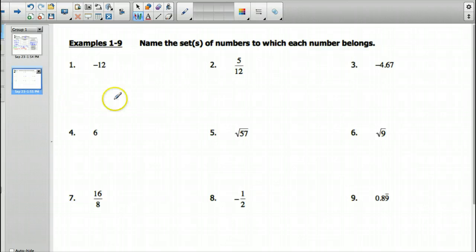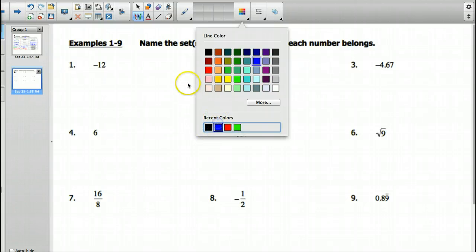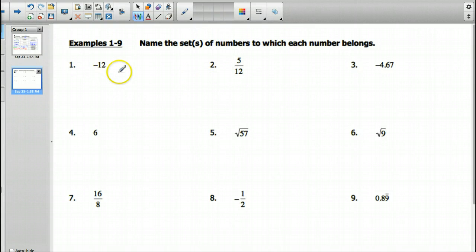Okay, now let's go to examples 1 through 9. So we're going to name the set or sets, because they may be in more than one, of numbers to which each of these numbers belongs. So let's start with negative 12. Negative 12 belongs not to the natural numbers, because natural numbers, again, don't contain any negatives. It does not belong to the whole numbers either. Whole numbers don't include negatives, but it does belong to the next set of numbers, which are the integers. So negative 12 is in the integers. It's also in the rational numbers. If you're in the integers, you're automatically in the rational numbers.